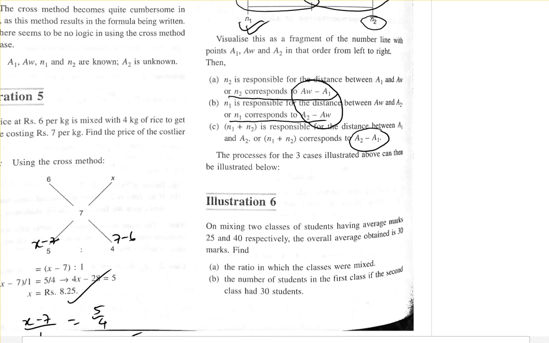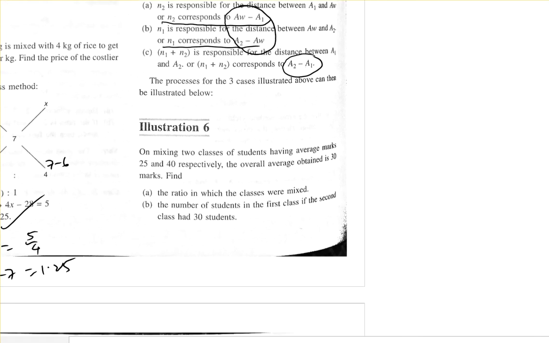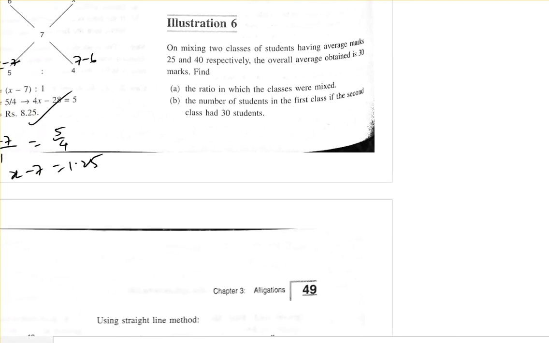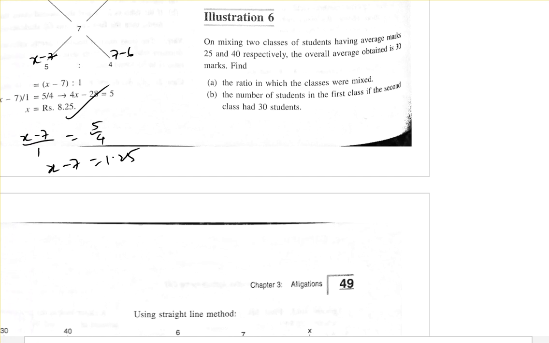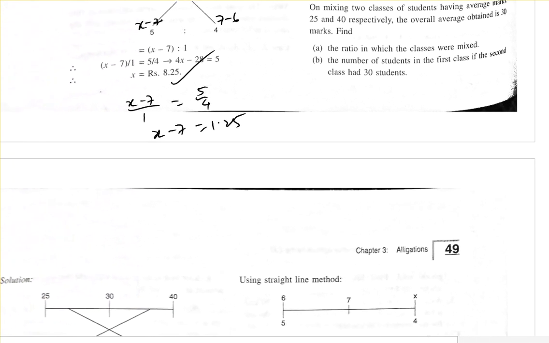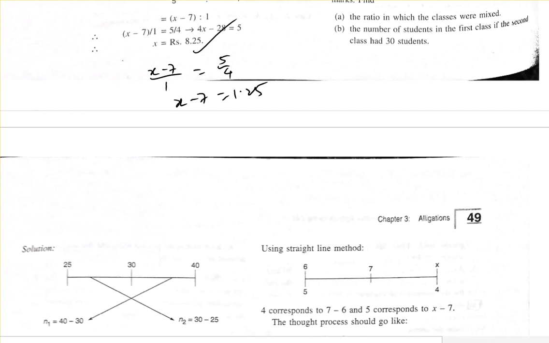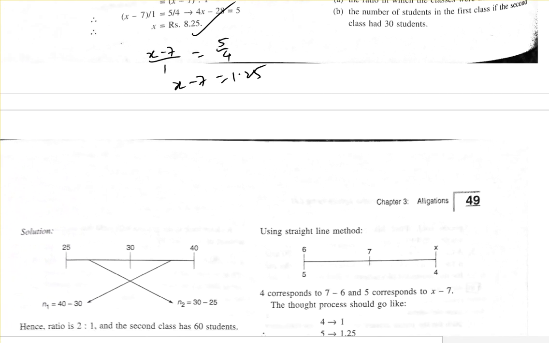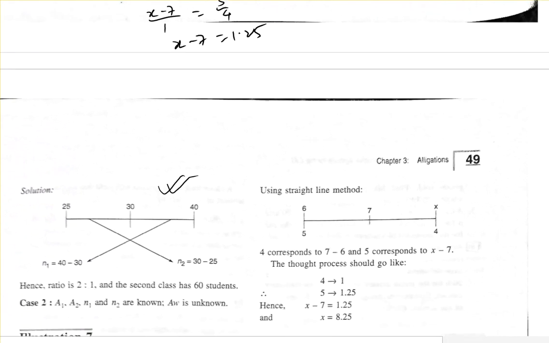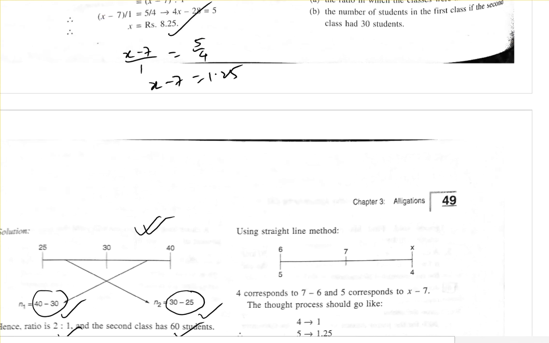The processes for the three cases illustrated above can then be illustrated below. Now, on mixing two classes of students having average marks 25 and 40 respectively, the overall average obtained is 30 marks. Find the ratio in which the classes were mixed. So 25, 40 and 30. Here we got N2 is equal to 5 and N1 is equal to 10. So 2 is to 1, and second class 60 students, no problem.